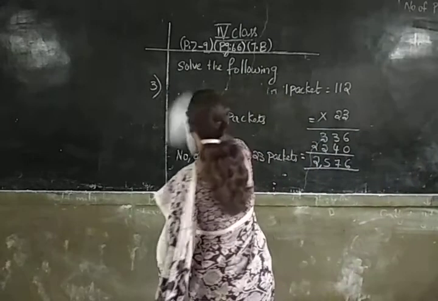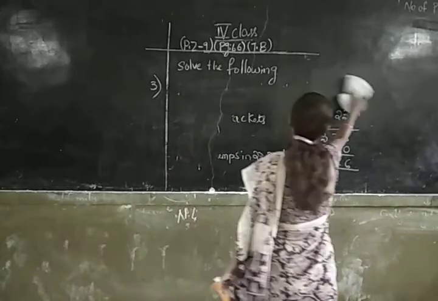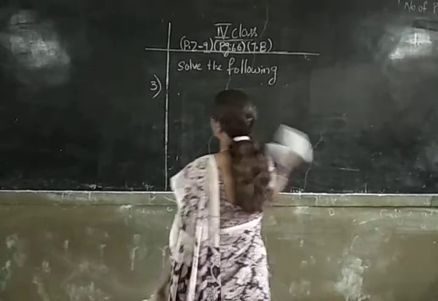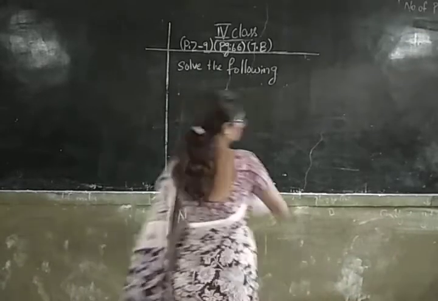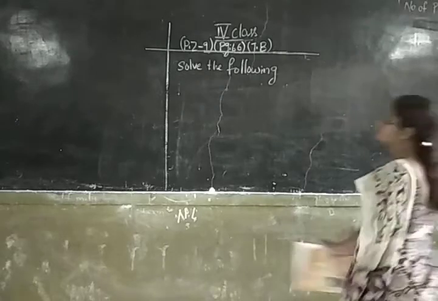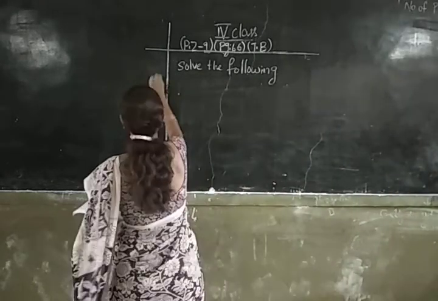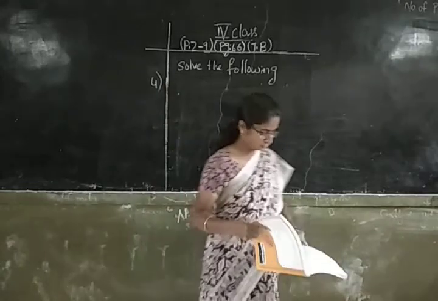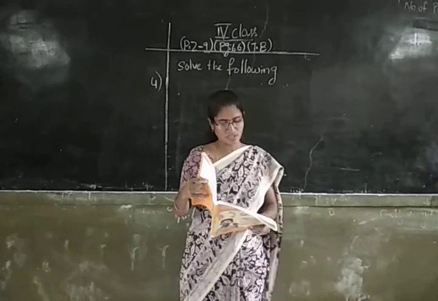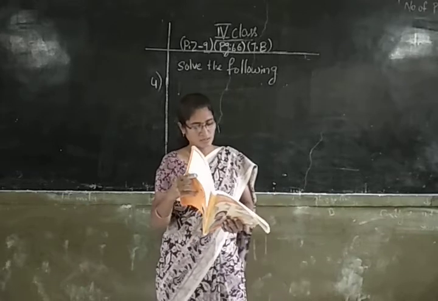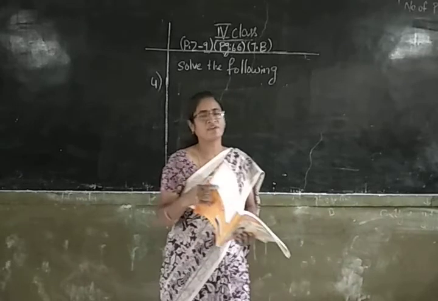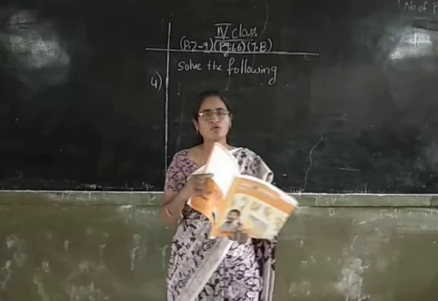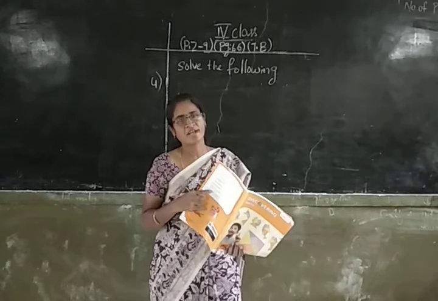Now let us do the fourth question. So what is the fourth question? The weight of a box is 345 kgs. How much will be the weight of 125 such boxes? Here the weight of one box is given and we have to find out the weight of 125 boxes.